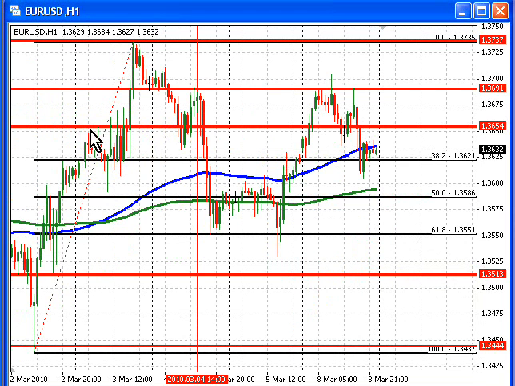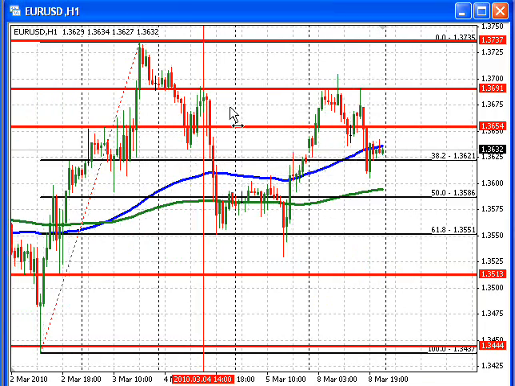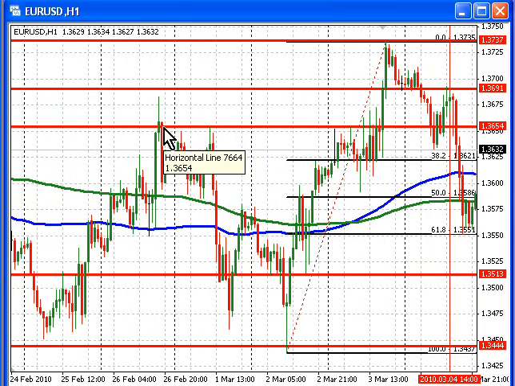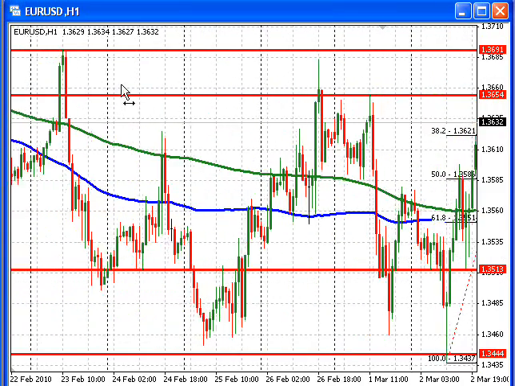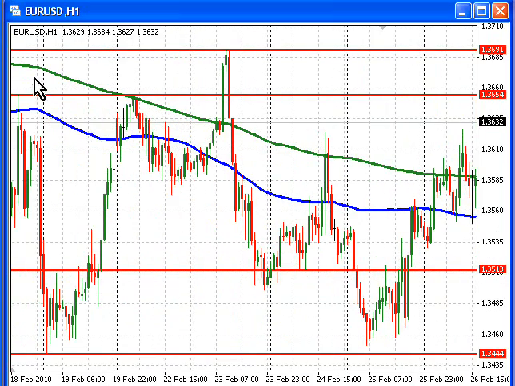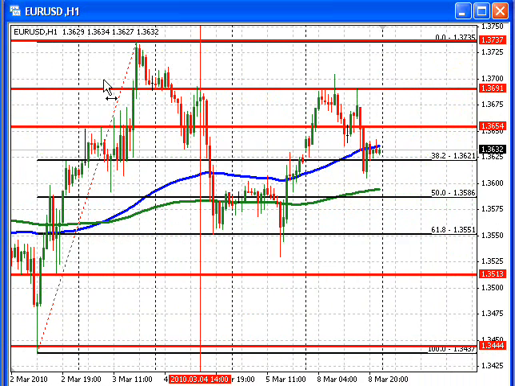Where is the topside resistance? 136.54 is a key level. Look at all the highs here and the lows here that we had against that level, and going back in time, you can see a high here against the level. We also can go back and look at a high here at 136.4, a high here at 136.54. So that's a key level on the top side.